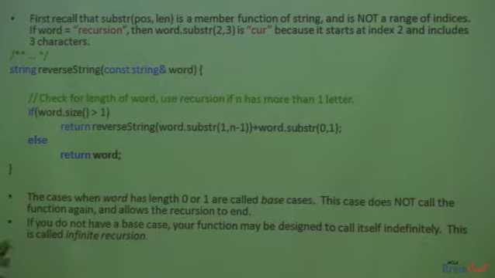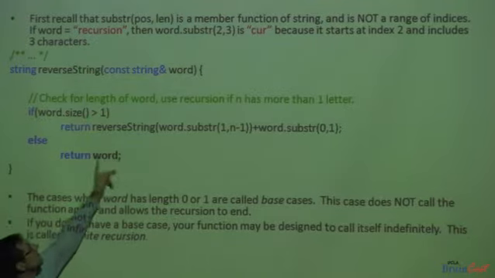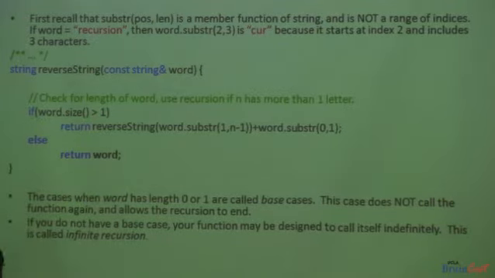Just to kind of bring it back again, you need this base case, this return word. If you don't have a base case, the function will just keep calling itself, and then it never ends. Okay, so that's what's called infinite recursion. Infinite recursion is when a function keeps calling itself indefinitely.